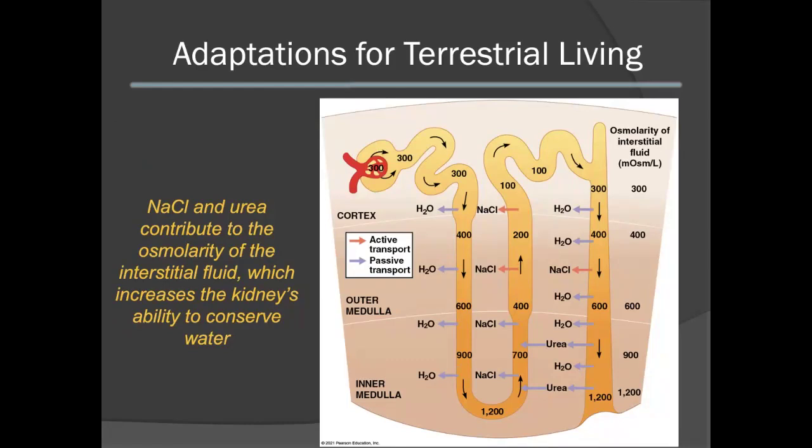Note that as the filtrate leaves the Bowman's capsule, it has the same osmolarity of blood of about 300. As it then moves down the descending loop of Henle, note the increasing value of the osmolarity. Also note that as the filtrate then moves back up the ascending arm, we have a decreasing osmolarity due to the passive and active transport of sodium chloride out of the lumen of the tubule and into the surrounding tissue.